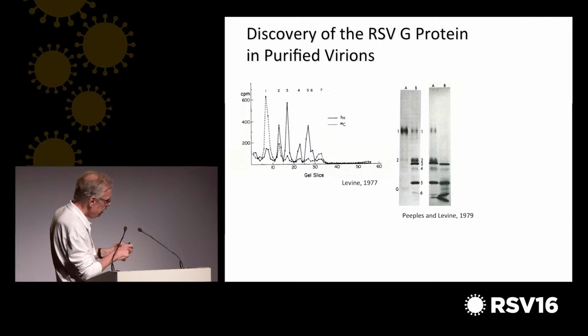And if you look at it in a regular slab gel, you can see the same thing. A little bit of protein and a lot of sugar compared to the F with a lot of protein and a little bit of sugar. And if these virions are treated with a protease, both of these are lost. Both the fusion protein and the G are lost. Now, we just knew they were on the surface at this point.